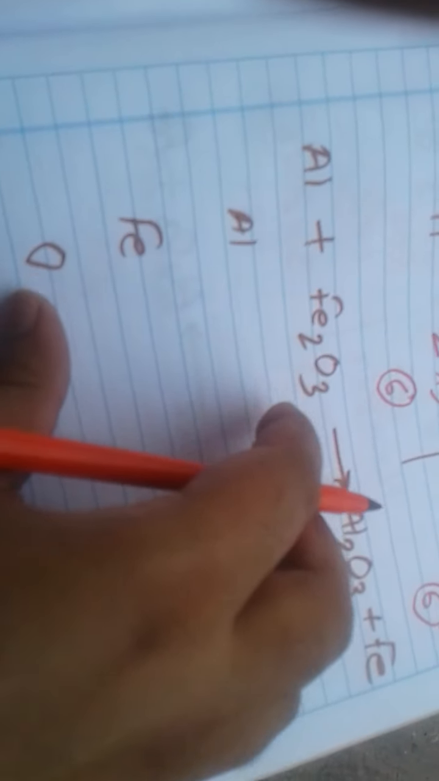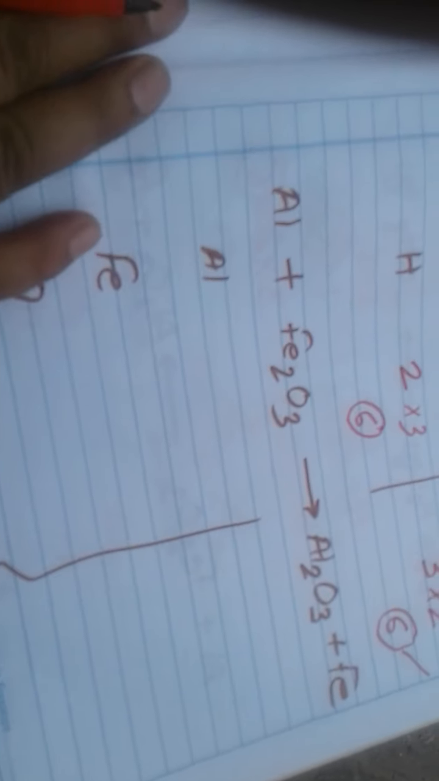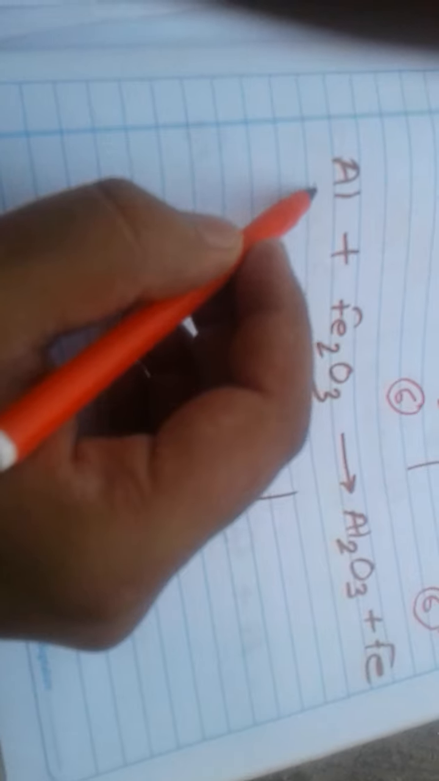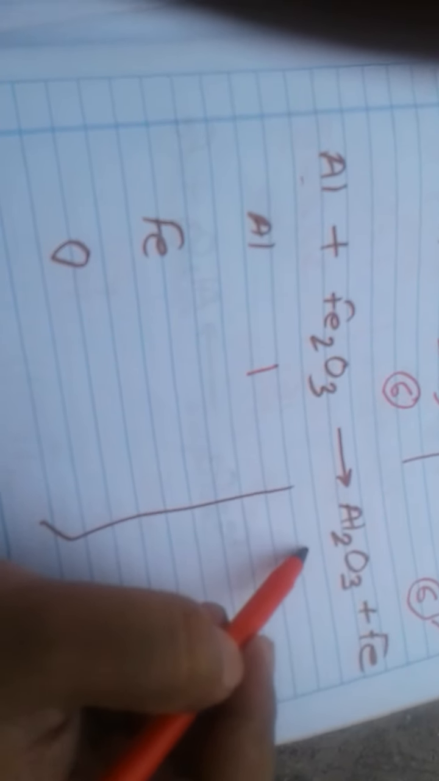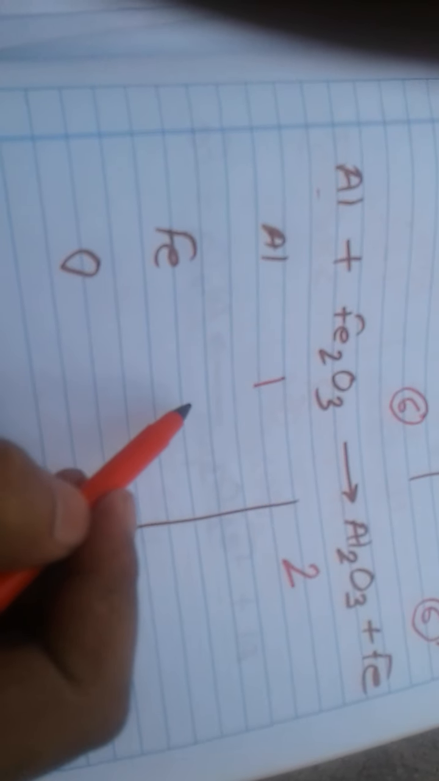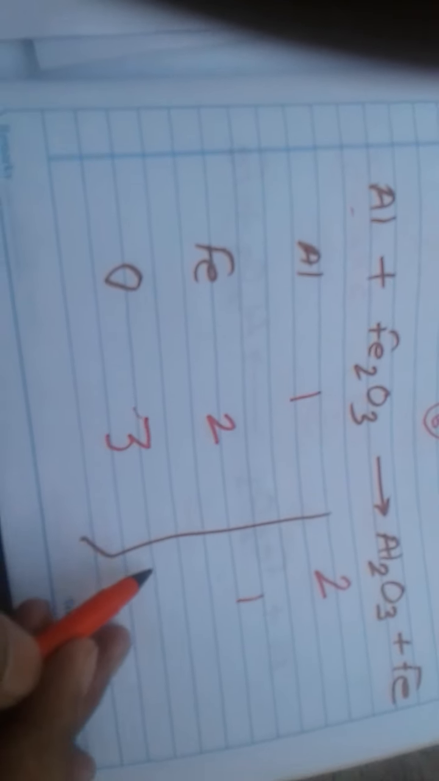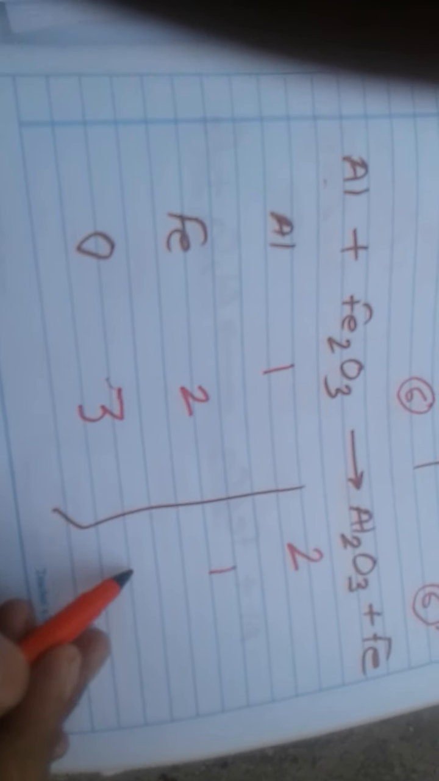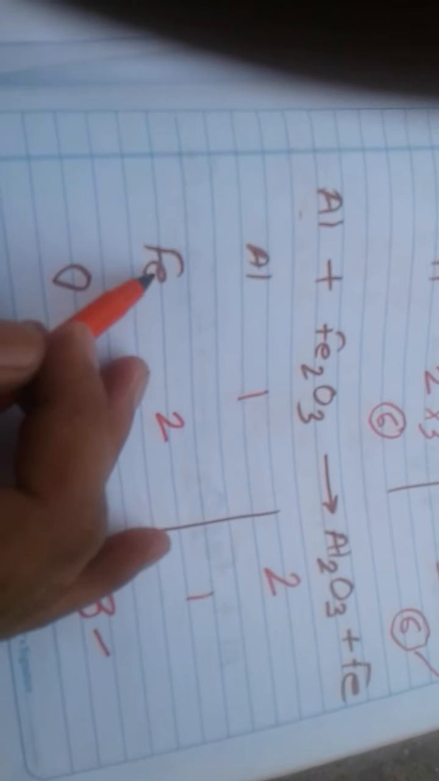Let's take another example: aluminium plus Fe2O3 gives Al2O3 plus Fe. Now we have to balance this equation. So check Al, how many Al are here? 1. In the next case Al is 2. Iron is 2 here and 1 there. Oxygen is 3 and oxygen is 3, so oxygen is balanced. Where is the disturbance? Aluminium and Fe.